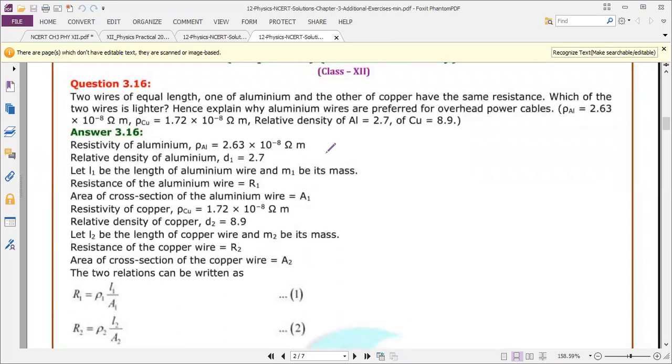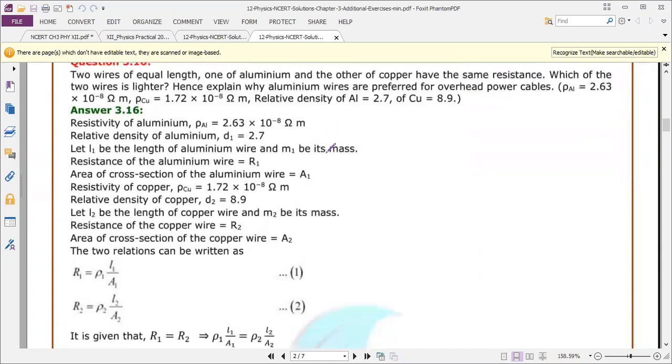Hence, explain why the aluminum wire is preferred for the overhead power cables. The resistivity of aluminum and copper is given. The relative density of aluminum is 2.7, copper 8.9. Okay, first write all the given values.